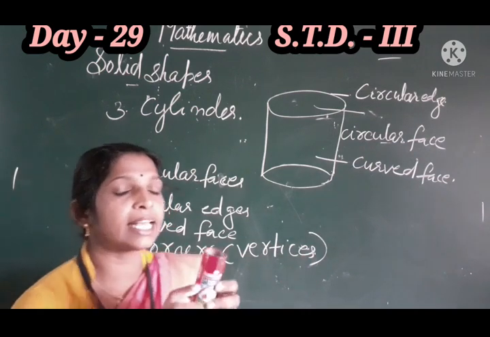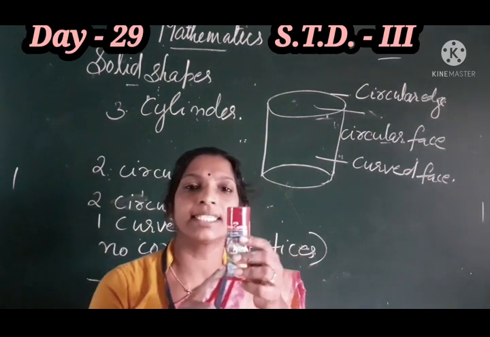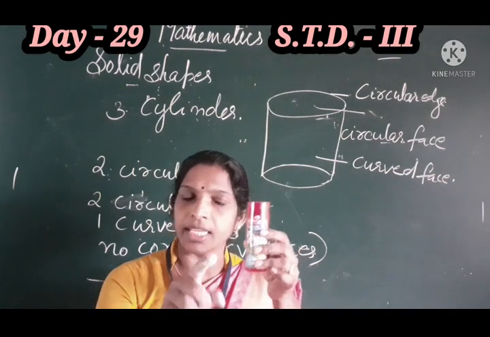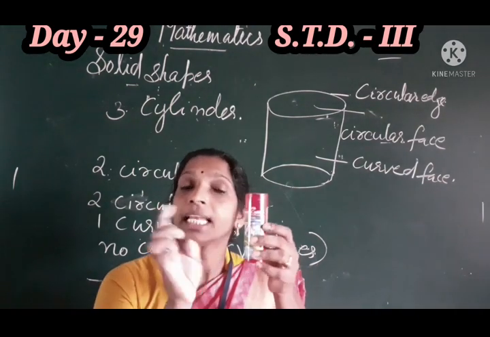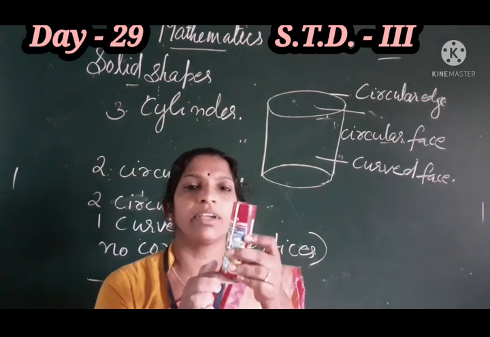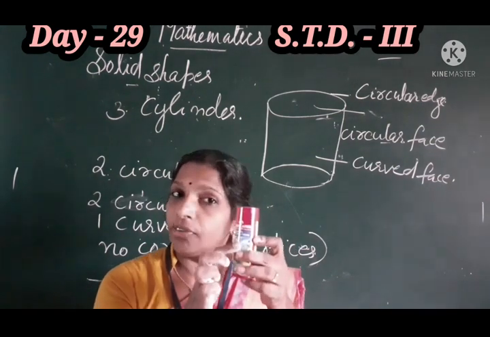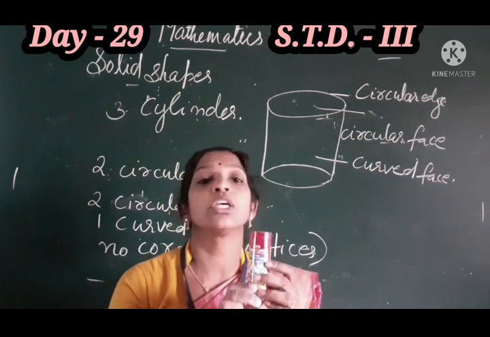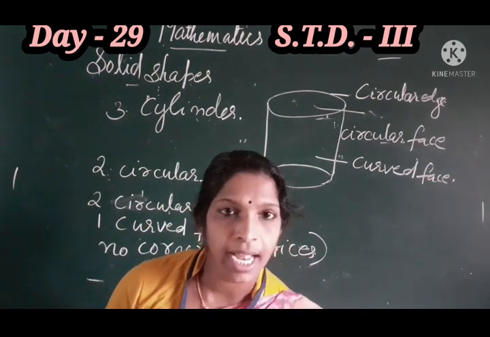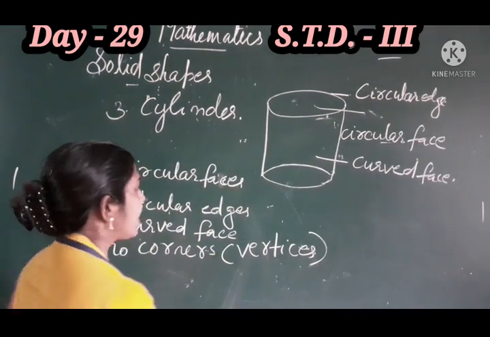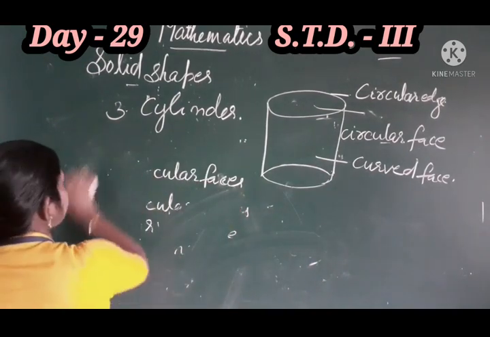A cylinder has in total 3 faces: 1, 2, 3. 2 circular faces and 1 curved face. Then 2 edges. No corners. Understand? Then next we are going to study the fourth one.